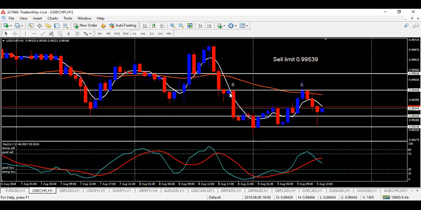So, bullish, bearish, lower low. You see this pattern. Get your horizontal line. You put it at the body, which would have been 0.99448. That would have been your sell limit.